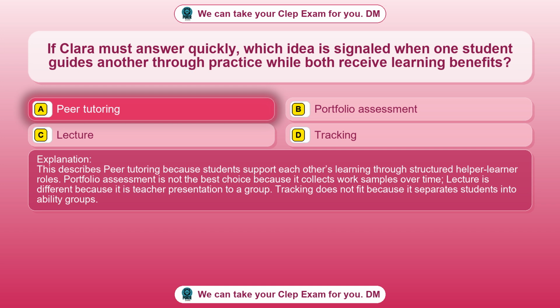This describes peer tutoring because students support each other's learning through structured helper-learner roles. Portfolio assessment is not the best choice because it collects work samples over time. Lecture is different because it is teacher presentation to a group. Tracking does not fit because it separates students into ability groups.